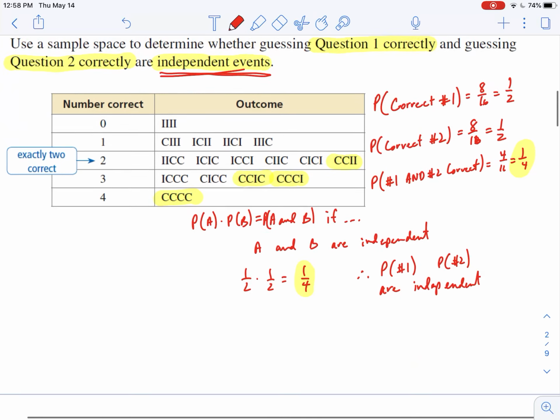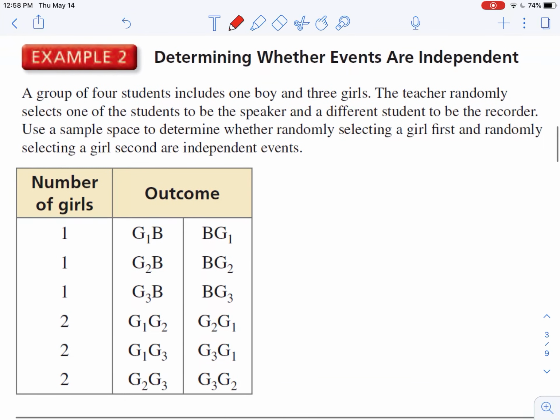Okay? Now let's take a look at example number 2. It says here we're going to determine whether events are independent, so kind of another example of what we were just talking about. We have a group of 4 students, and in this particular group we have 1 boy and 3 girls, and the teacher is randomly going to select one of the students to be the speaker and a different student to be the recorder. So we're going to use our sample space, which is listed here, to determine whether randomly selecting a girl first and randomly selecting a girl second are independent events.